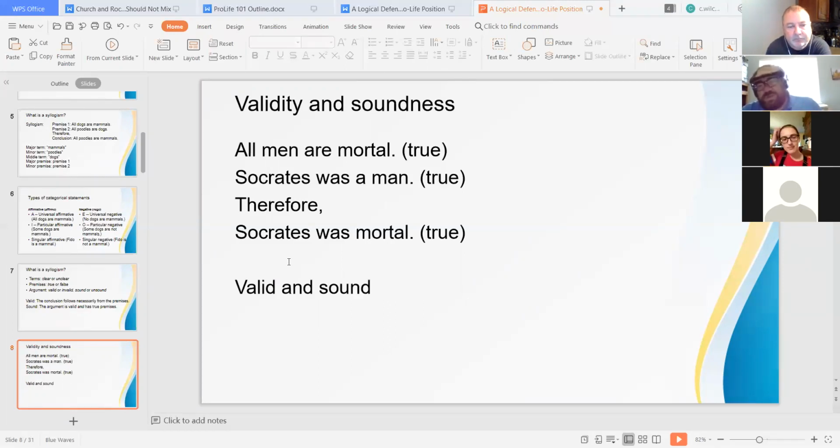And we know that the premises are true. All men are mortal, and Socrates indeed was a man. And we know the conclusion is also true. Socrates was mortal because it follows necessarily from the two premises. So this is an argument that is both logically valid and logically sound.